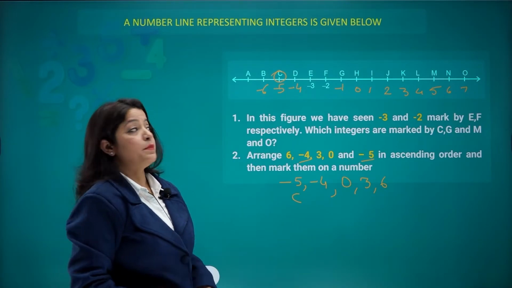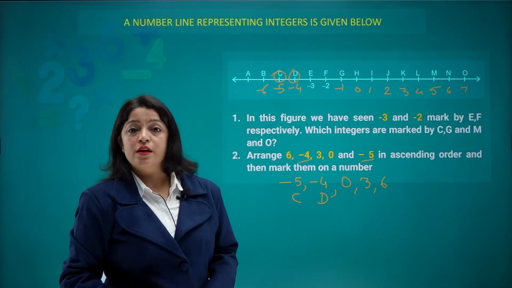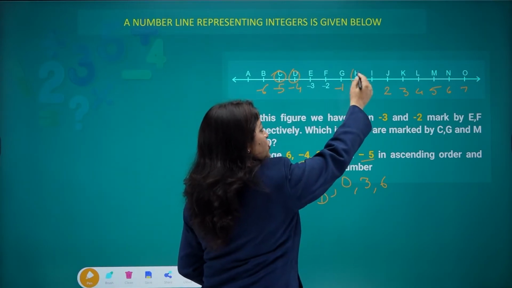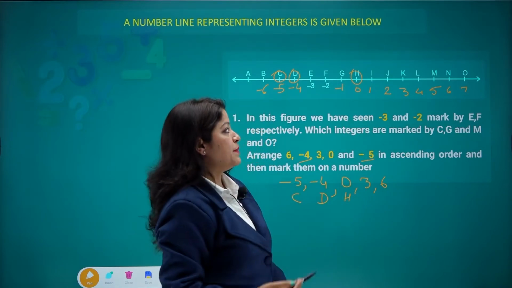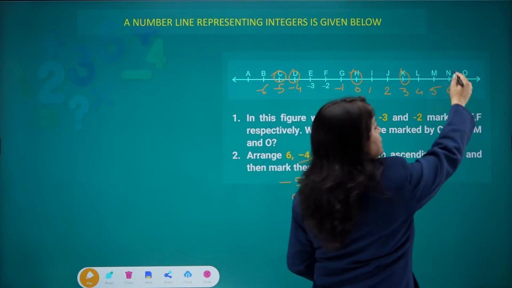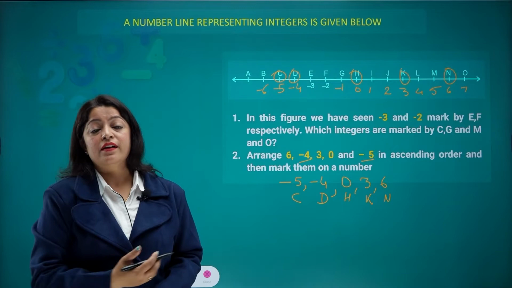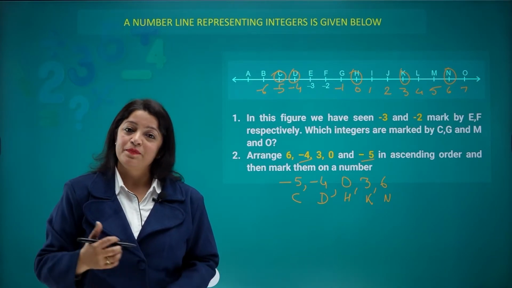Negative 4 is represented by the alphabet D here. 0 here is represented by the letter H. 3 is represented by the letter K and 6 is represented by the letter N. So we have arranged all these in ascending order and marked them on the number line.